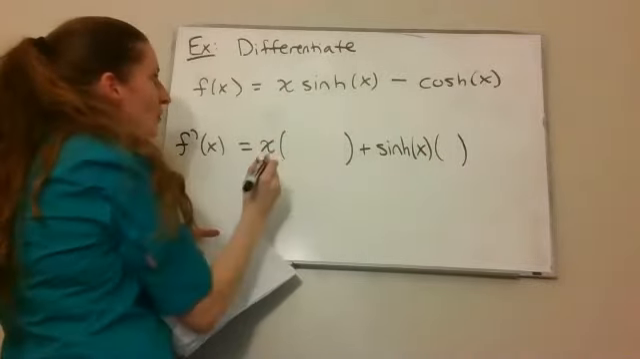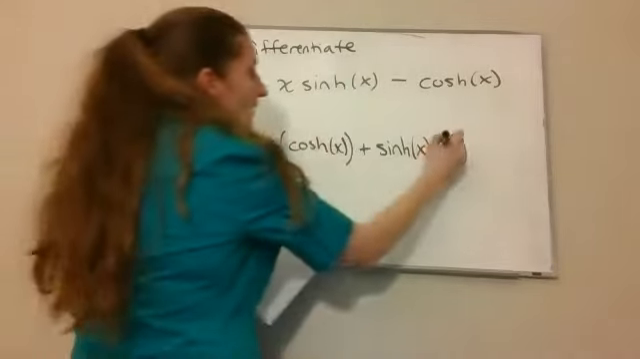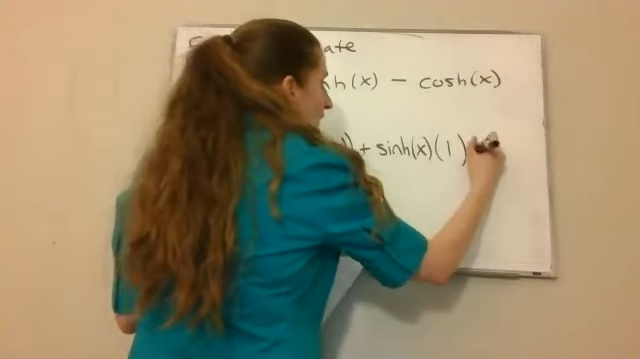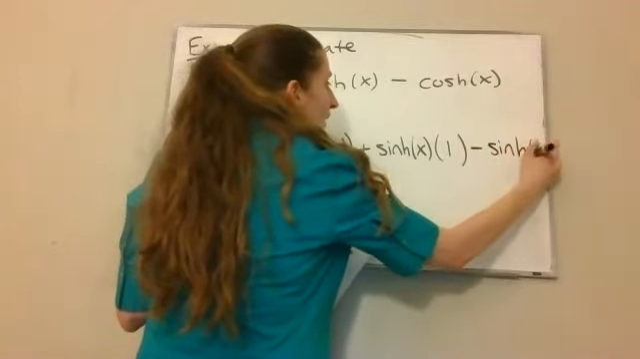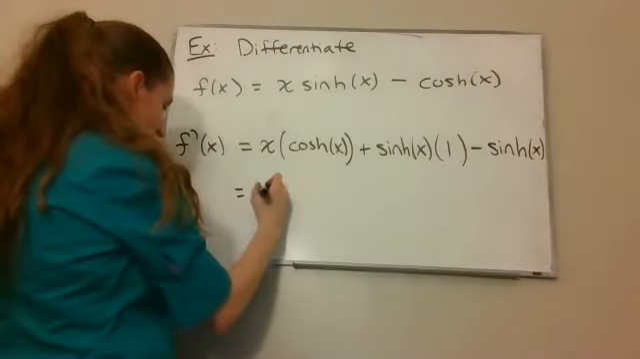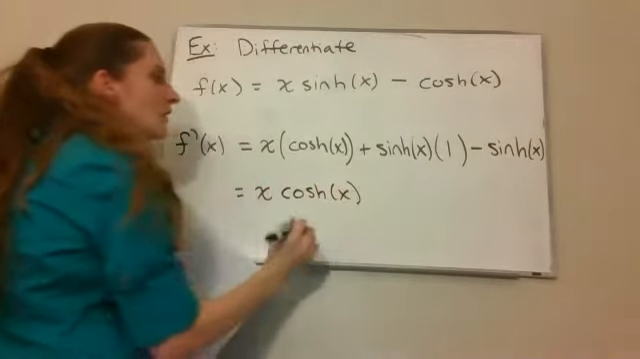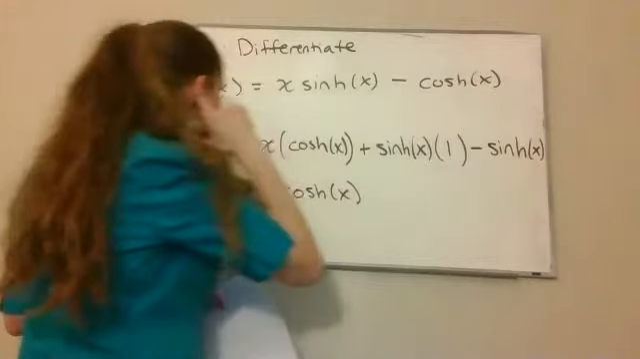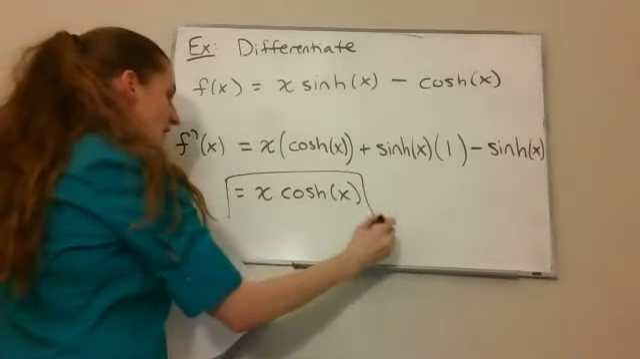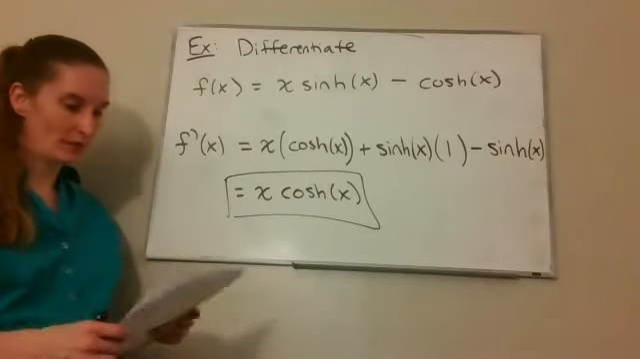So the derivative of the hyperbolic sine was hyperbolic cosine, and the derivative of x is 1. And now I just have to have the derivative of minus hyperbolic cosine, which is going to be minus hyperbolic sine. So what I get is x times hyperbolic cosine plus a hyperbolic sine and minus a hyperbolic sine. So those disappear and we just get x times hyperbolic cosine of x. Not too bad as long as you remember your rules from Calc 1.